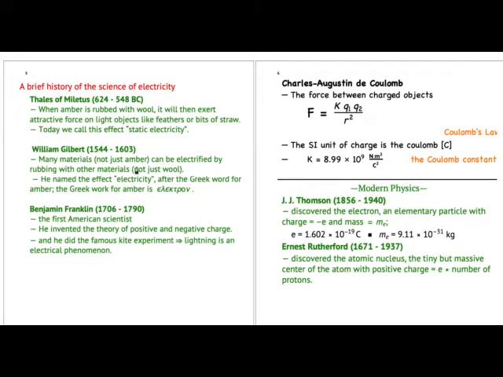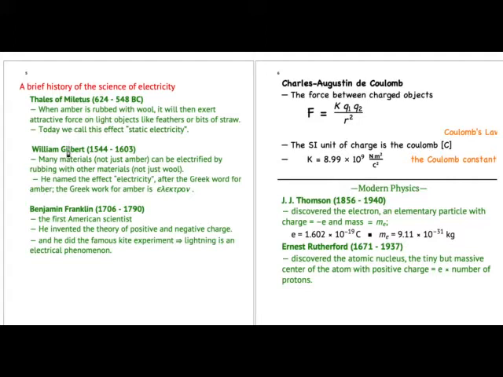Where did he get the word? He named this phenomenon after the Greek word for amber. The Greek word for amber is electron, written in Greek letters. So he showed that static electricity, interactions, forces, can be obtained by electrifying objects, and not only by amber, but he named it after amber because it was first observed as a phenomenon of amber.